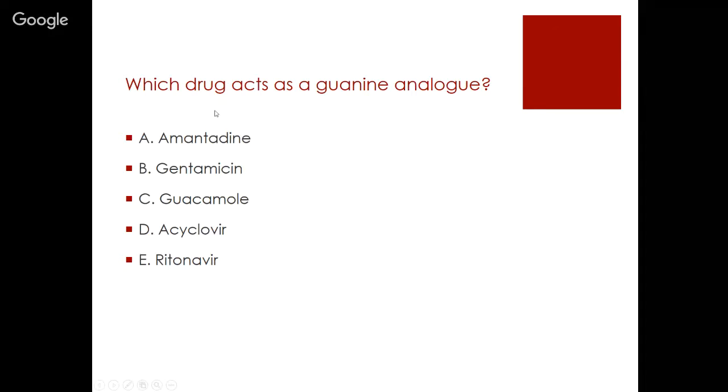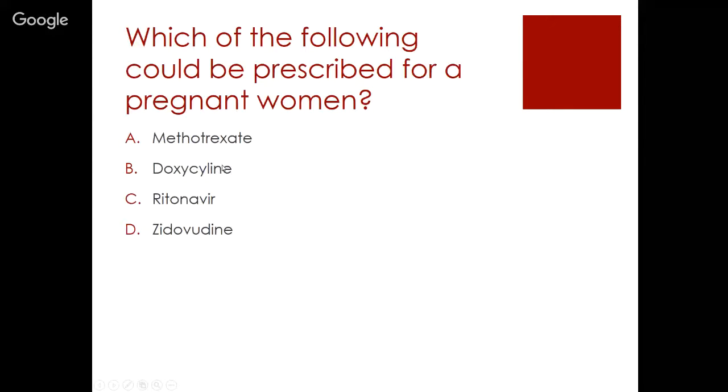Okay, I've forgotten the answer to this one. Which drug acts as a guanine analog? I think it's acyclovir. Yeah, cool. And which of the following can be prescribed to a pregnant woman?